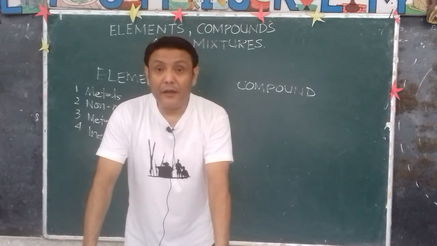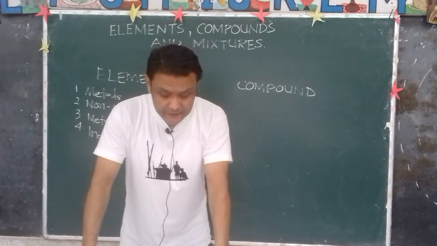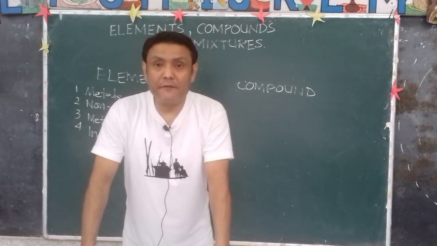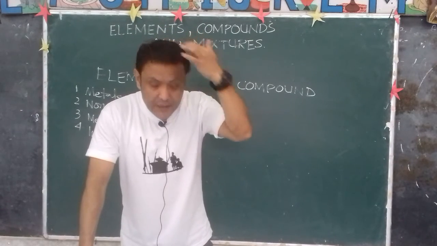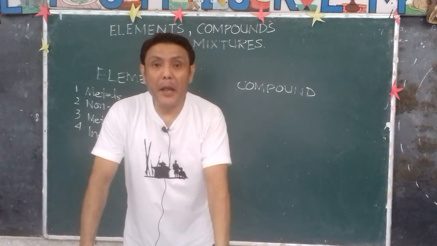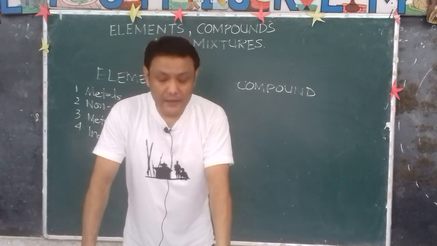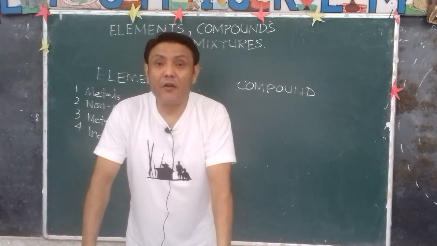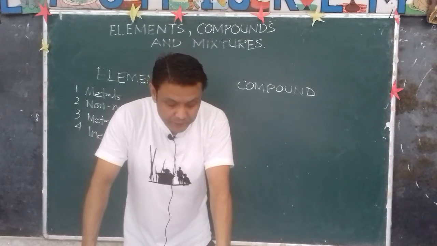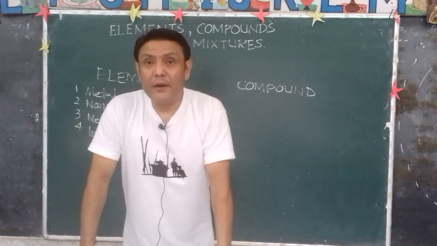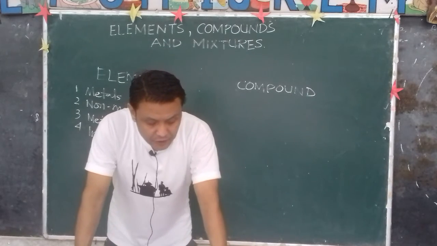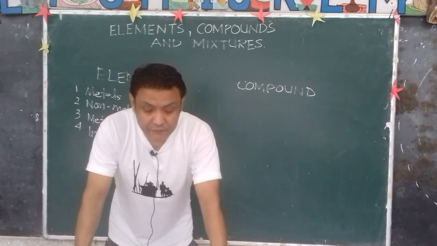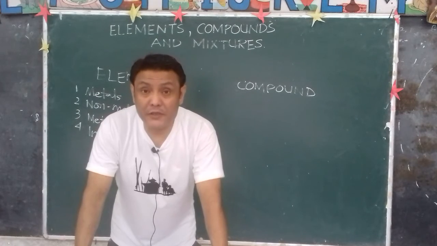So, examples of mixtures: muddy water. You must have seen muddy water, milk, honey, blood, urine, air, and so on. These are all mixtures. Okay. Now, before we talk about some more examples of mixtures, we will talk about the properties of mixtures. Now, what are the properties of mixtures?